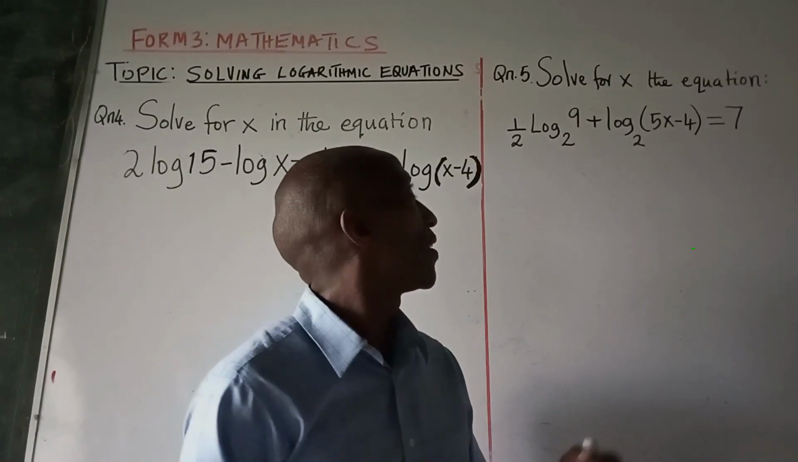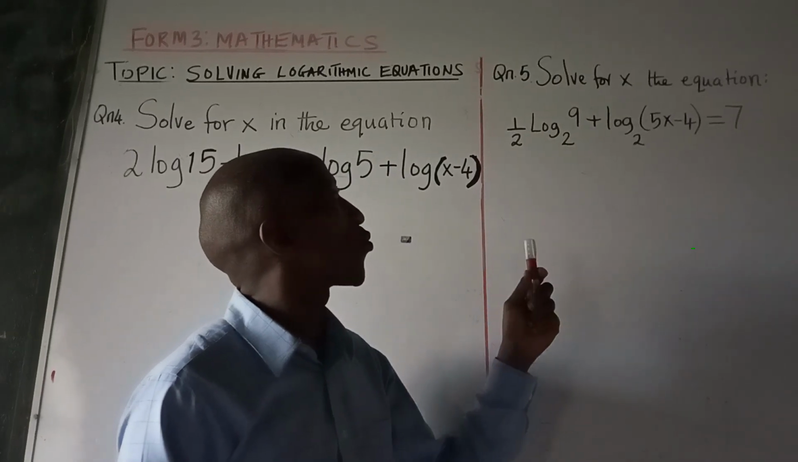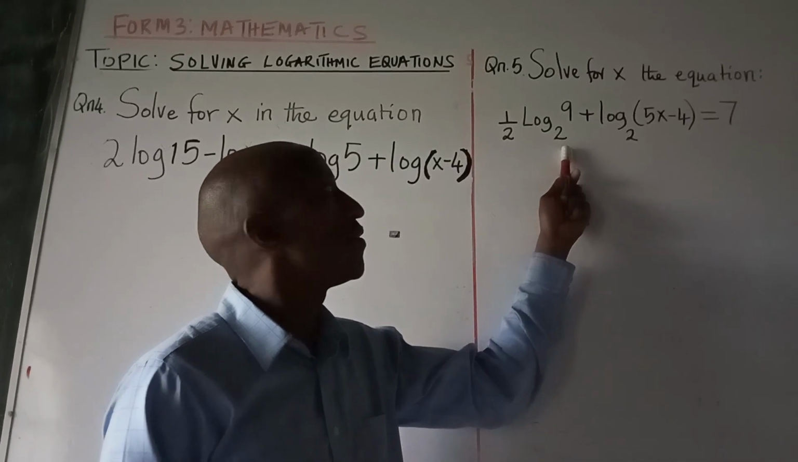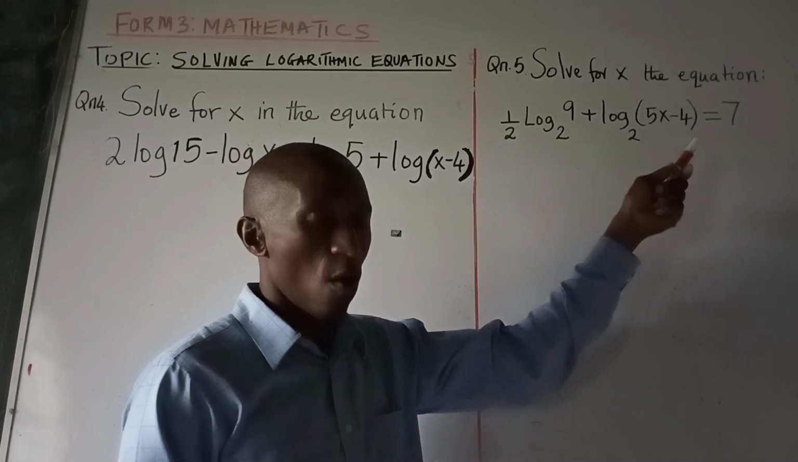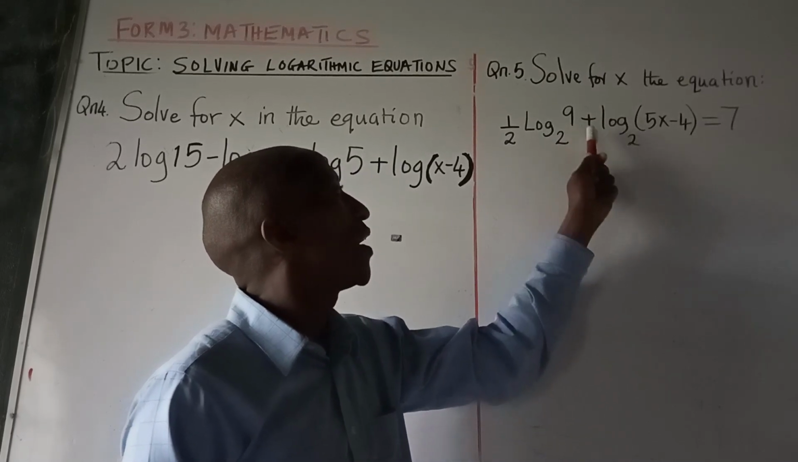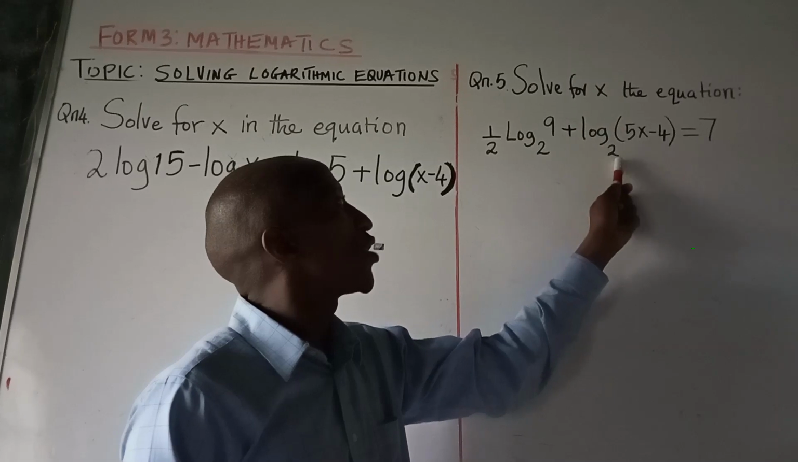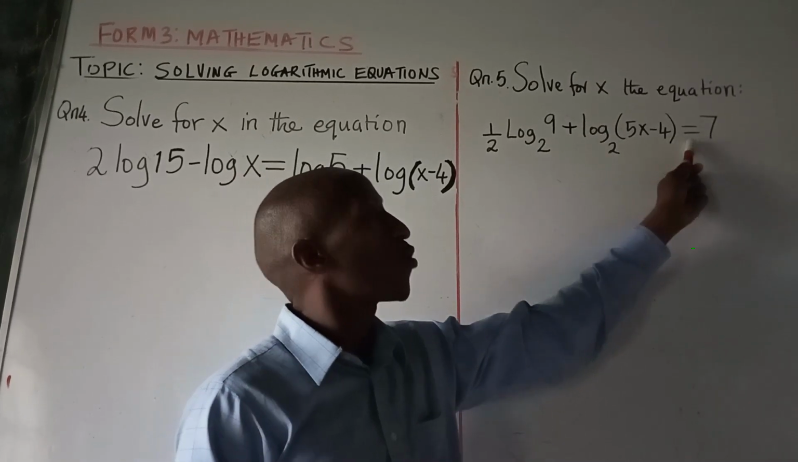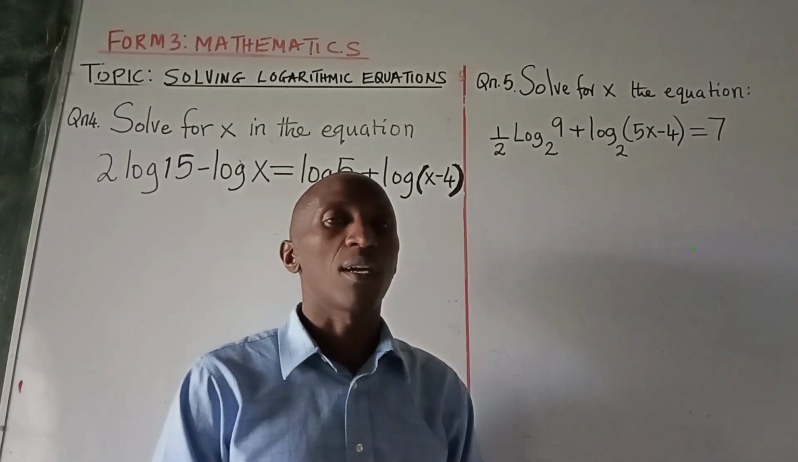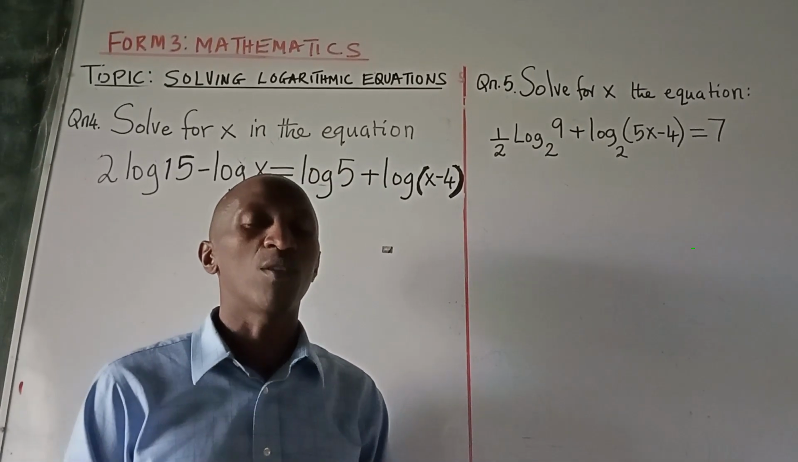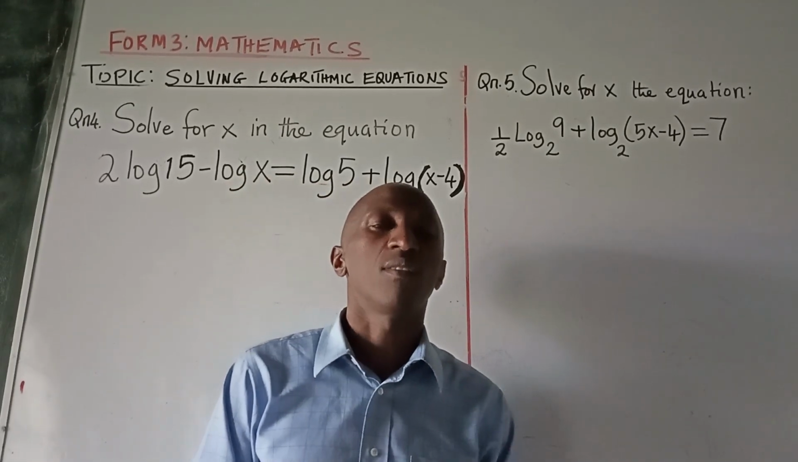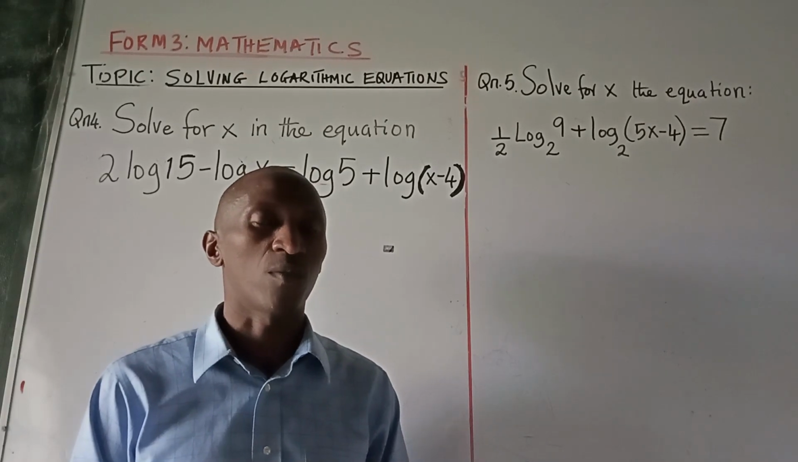Question number 5 says, solve for x in the equation: a half log to base 2 of 9 plus log to base 2 of (5x - 4) is equal to 7. Here we have base 2 for all items in the question. So viewers, work it out, pause on the video, give yourself 2-3 minutes to work out the 2 questions, and then play on to find out what the expected solution was.